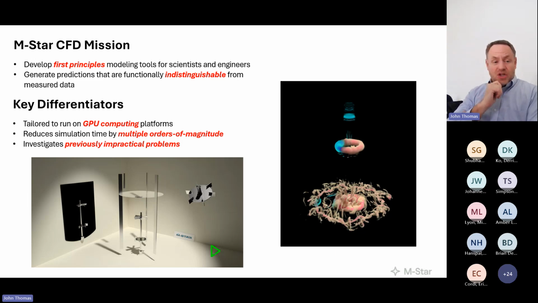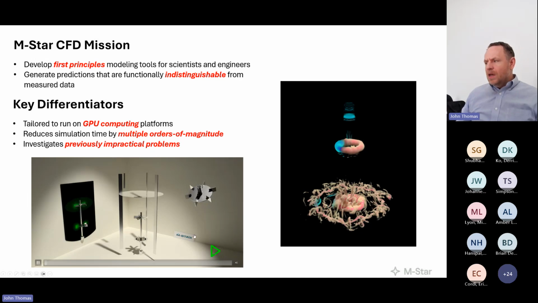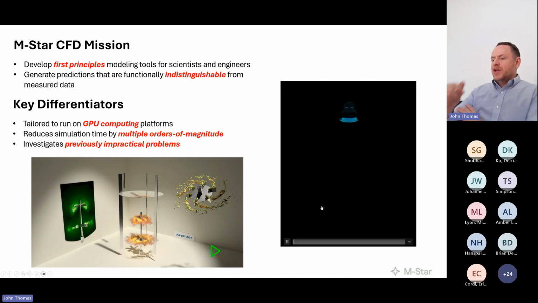We're not a correlation house. We're not trying to create tools for looking up data. We're not trying to create tools that predict just a mean flow field. We're trying to predict time accurate three-dimensional flow physics that compare immediately to what might be measured inside of a lab. So again, when I say time accurate three-dimensional, I mean things like this.